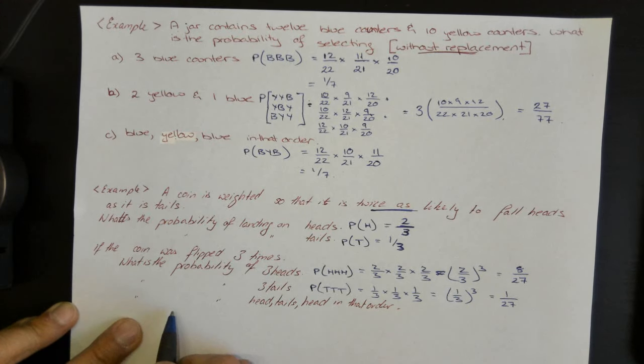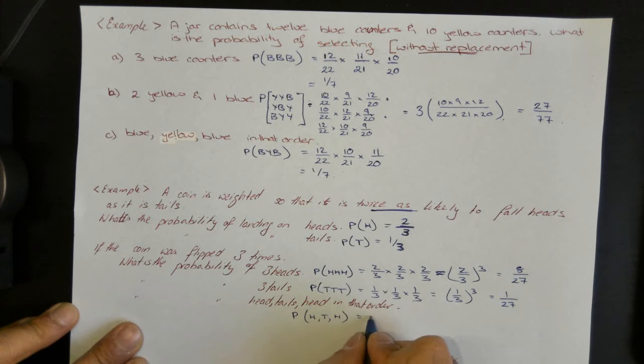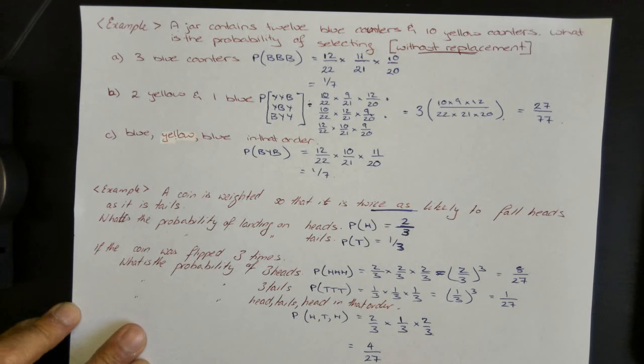Okay, probability of heads, tails, and heads in that order. So H, T, H. The first would be 2/3. The tail would be 1/3. Event A didn't affect event B or C, so it's still going to be 2/3 for heads. So that's going to be 4 over 27.